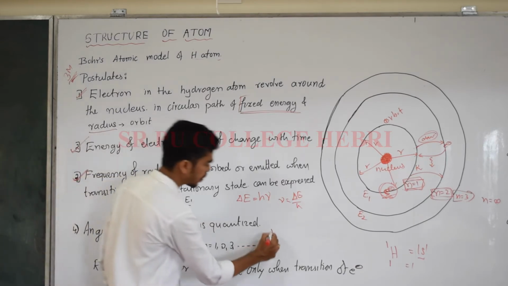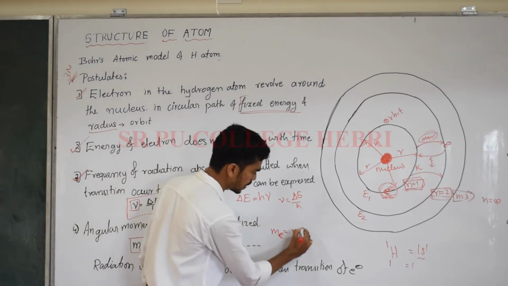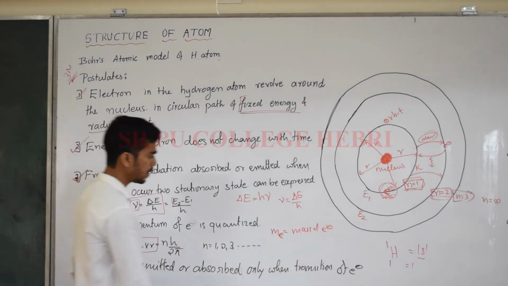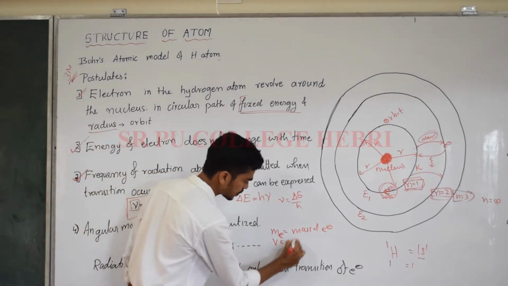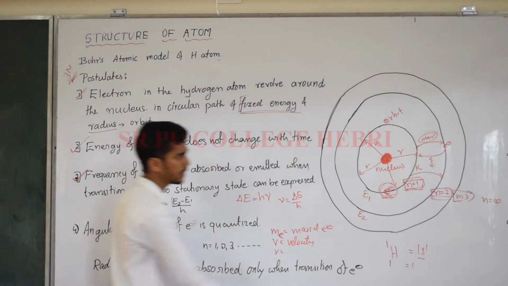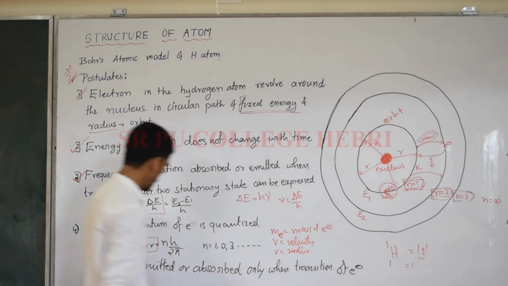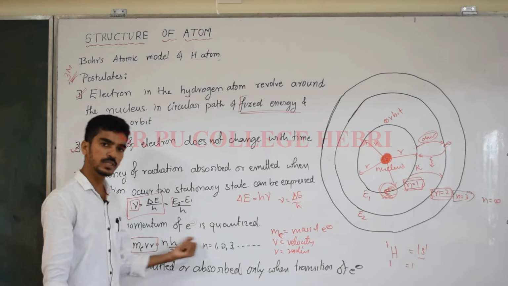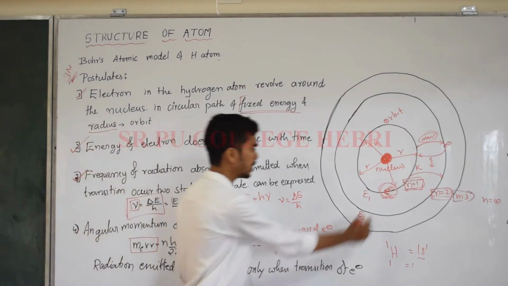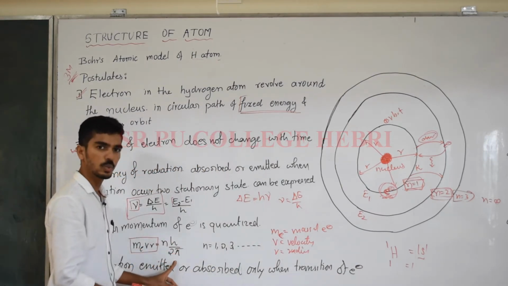Here, what is the meaning of m e? m e is the mass of the electron. Then v is the velocity of the electron, and r is the radius, meaning this distance. r is the radius. In other words, angular momentum is equal to integral multiples of h by 2 pi. That means, when n equal to 1, m v r equal to h by 2 pi.